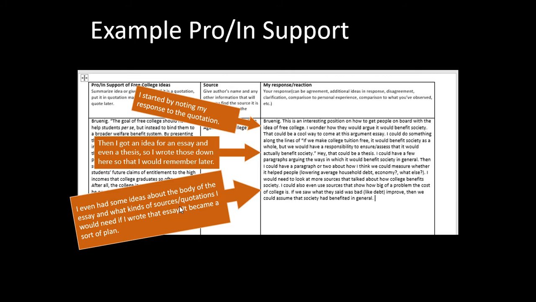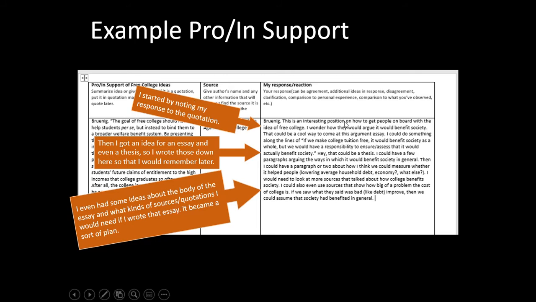And then it made me think, oh, I wonder if I could do a move like that in my own argument essay, arguing how I would convince people that they should want to pay for free college for people. Like, how would I even go about that? So that got me going. It even had me come up with an idea for a thesis if I wrote an essay about that. So I was like, oh my gosh, I better write this down before I lose track of it.